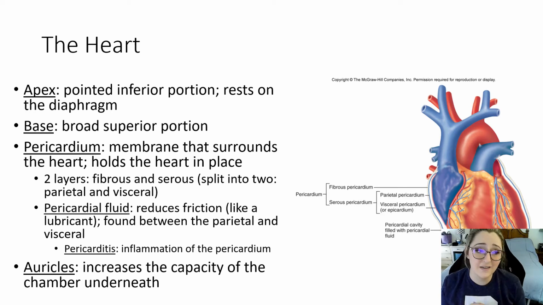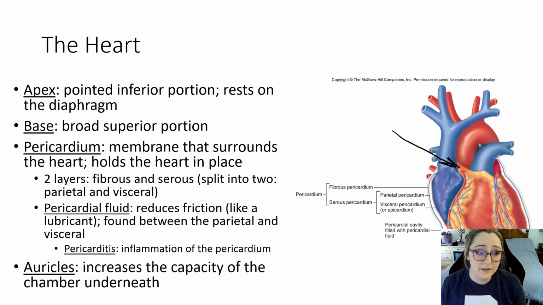The base of the heart is going to be this topmost portion. If I could get my little guy to write here, this is the base. The base is going to be the top, so don't let that confuse you. A lot of people think base means it's at the bottom, but the apex is at the bottom for the heart. The base is up at the top.